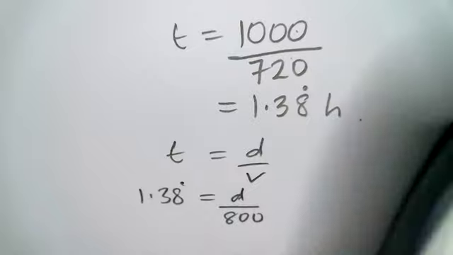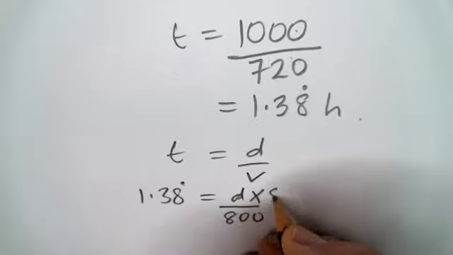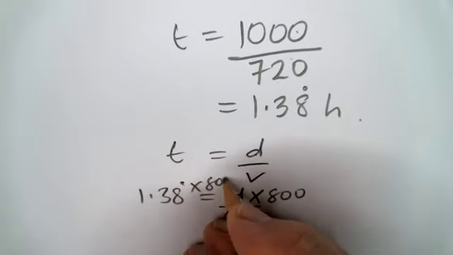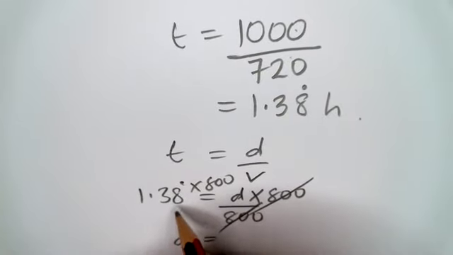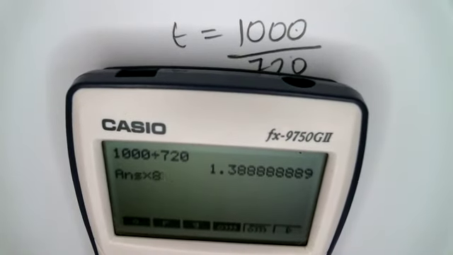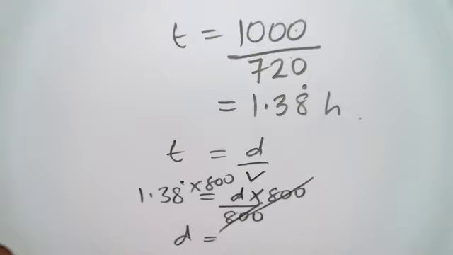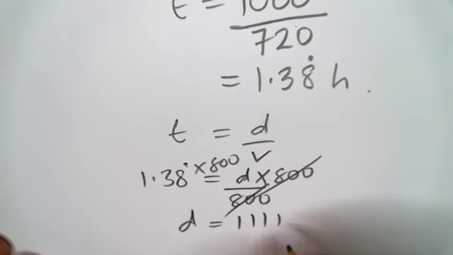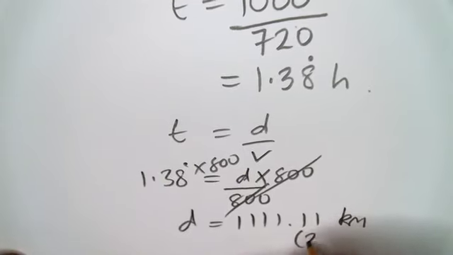So now all we have to do is make distance the subject. I've got my 1.38 recurring, and I'm going to multiply everything by 800. And 800 divided by 800 gives me the distance. So the distance would equal 1.38 recurring times 800. And I would get 1,111.1111 and so on. So distance is 1,111.11 kilometers, to 2 decimal places.